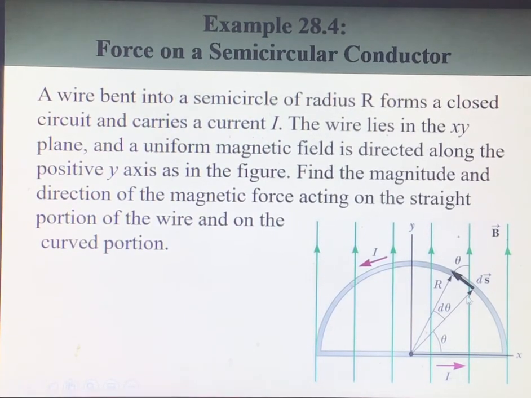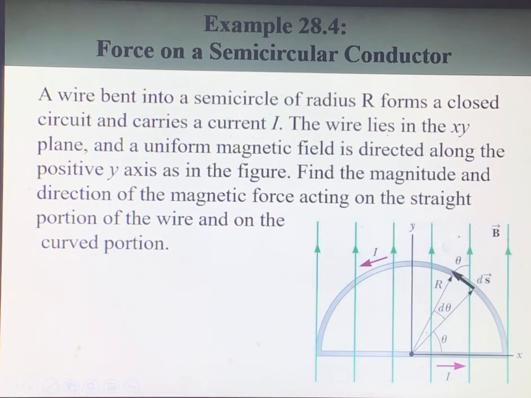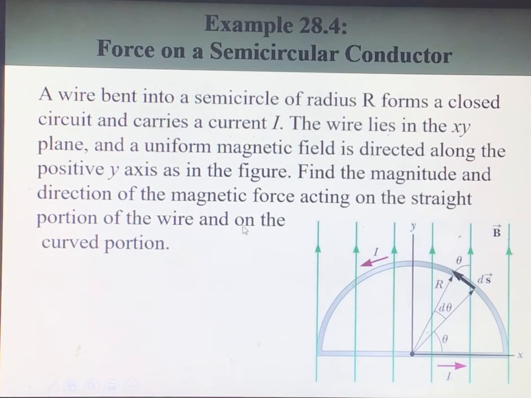So again, if you look at the system right here, this is my current, it's going like that. The current is going in the counterclockwise direction, and there is a magnetic field pointing in the y direction. The current here is going in the x direction, and then it moves in a semicircle. We want to calculate the magnitude and direction of the magnetic force acting on the straight portion of the wire and on the curved portion. So what is the force on this bottom straight section, and what is the force on this curved path?